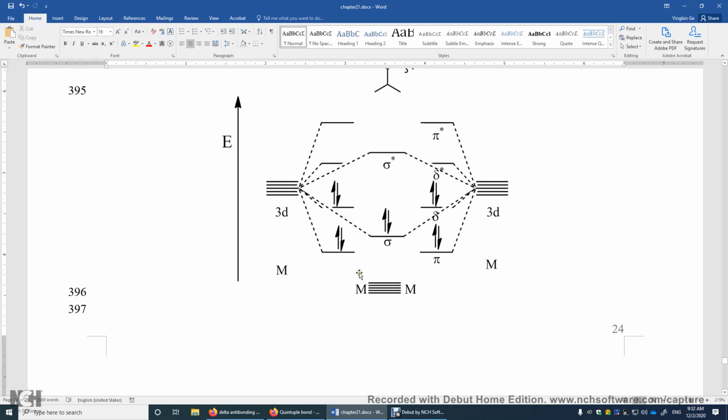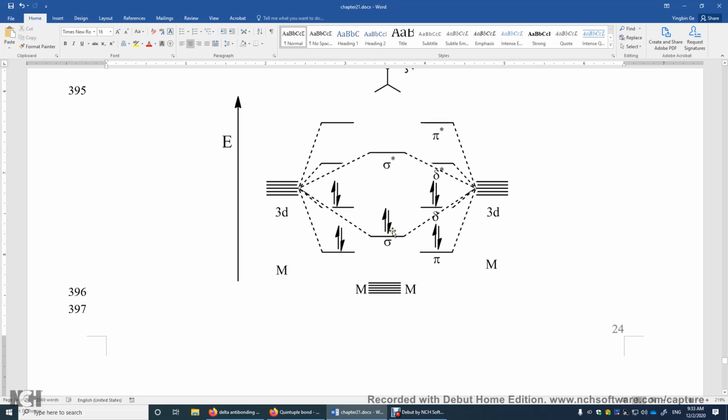Well, you have dx squared minus y squared, also perpendicular to the screen. Another dx squared minus y squared, also perpendicular to the screen. So these 2, both dx squared minus y squared, may interact with each other, with overlap between these 4 lobes on the left and the 4 lobes on the right simultaneously. That's your second delta bond.